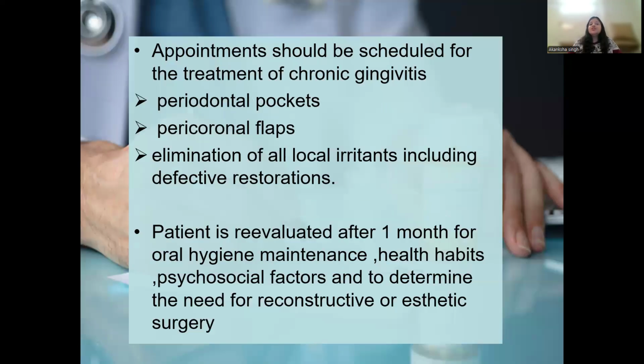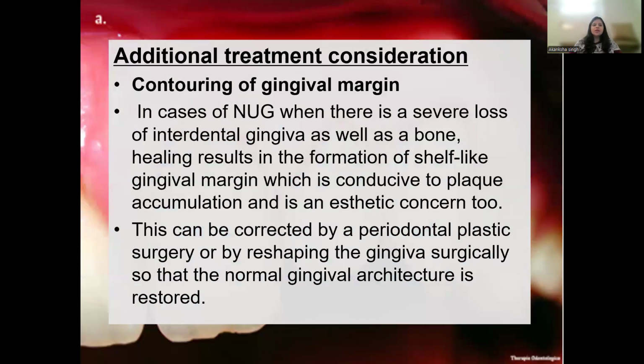Appointment should be scheduled for the treatment of chronic gingivitis, periodontal pockets, pericoronal flaps, elimination of all local irritants, including defective restorations. Patient should be evaluated after every 1 month for oral hygiene maintenance, because your job doesn't end there. The maintenance and follow up is the primitive thing which most of us dentists don't do. We're supposed to keep a check, keep a follow up to stop that recurrence.